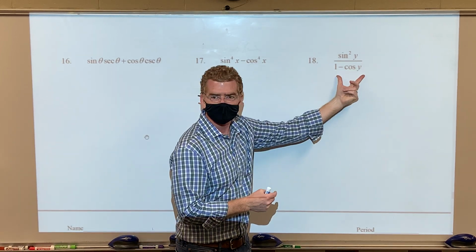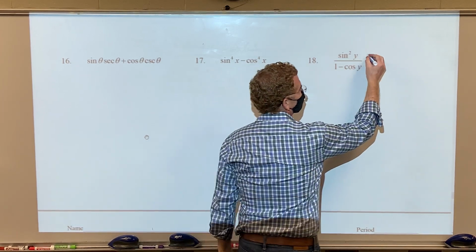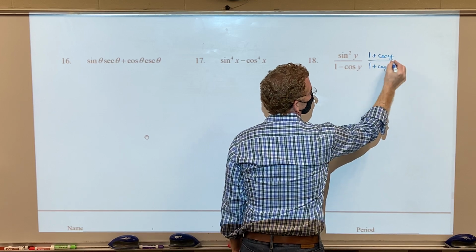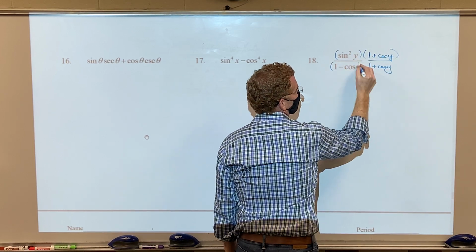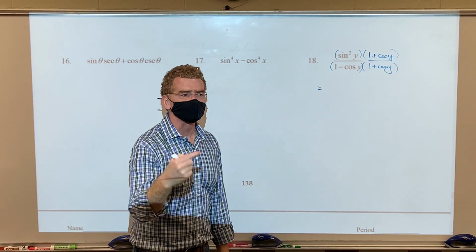Right now it's a binomial. You could create a monomial by multiplying by the conjugate. So look what happens if I just multiply by 1 plus cosine y. When I do that on the top and the bottom, I'm not even going to multiply it out on the top, because watch what's going to happen.